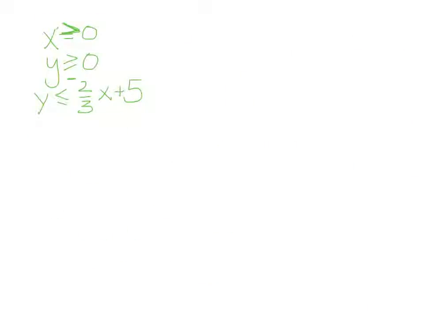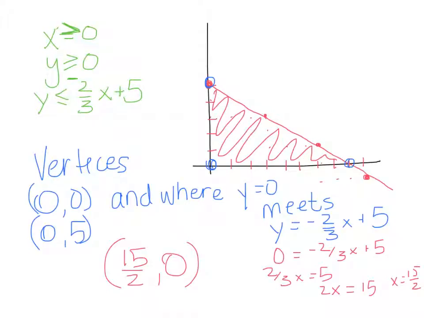So let me give you another one of these kind of things to try. Okay, so here's your new problem. That is a negative 2/3 x plus 5. Graph it, do your shading, find the vertices for this system. Okay, my answer is 0, 0, 0, 5.